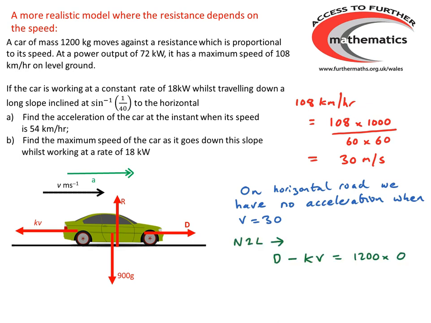So Newton's second law is going to tell me that the driving force minus kv must equal 1200 times 0. In other words, we've got the driving force of 72,000, that's the power, divided by 30, that's the speed in meters per second, take away k times 30 must equal 0. So we've got 72,000 divided by 900 must equal k, which gives me k equals 80. So we now know that the resistive force is 80 times the speed.